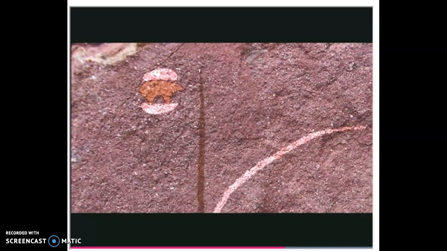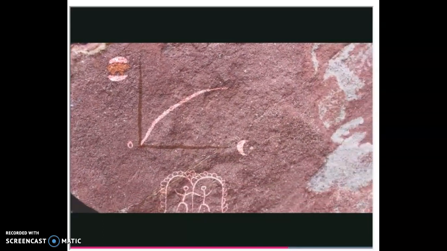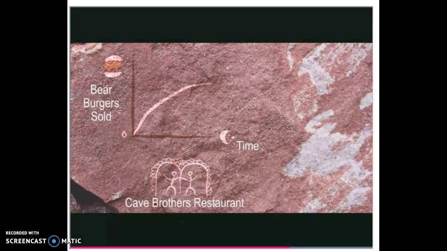This graph shows how the total number of bear burgers sold by Cave Brothers Restaurant increased over time, which they measured with moons, as in the expression many moons ago. The slope of a curve at any point is the same as the slope of a straight line that touches the curve at that point. We can see that the slope of a line touching this curve is positive, but decreases over time. The positive slope tells us that more burgers were sold every day. The decreasing slope tells us that daily sales, though positive, were getting smaller and smaller.